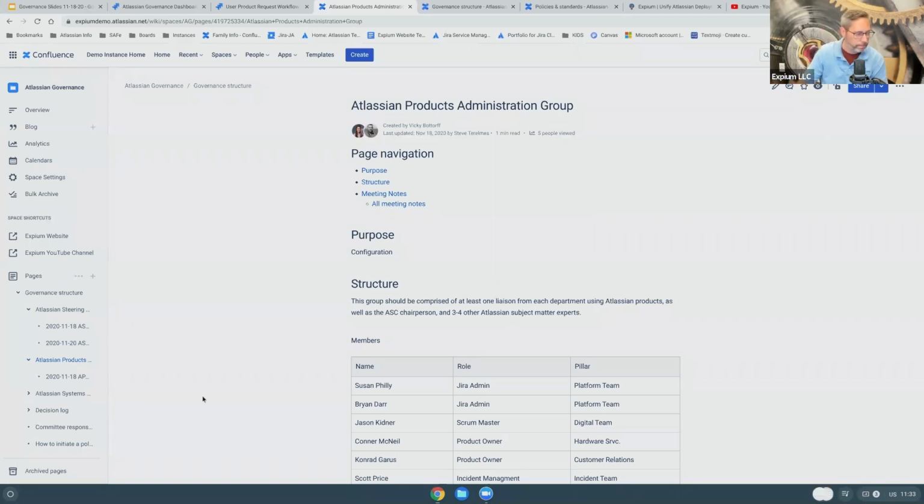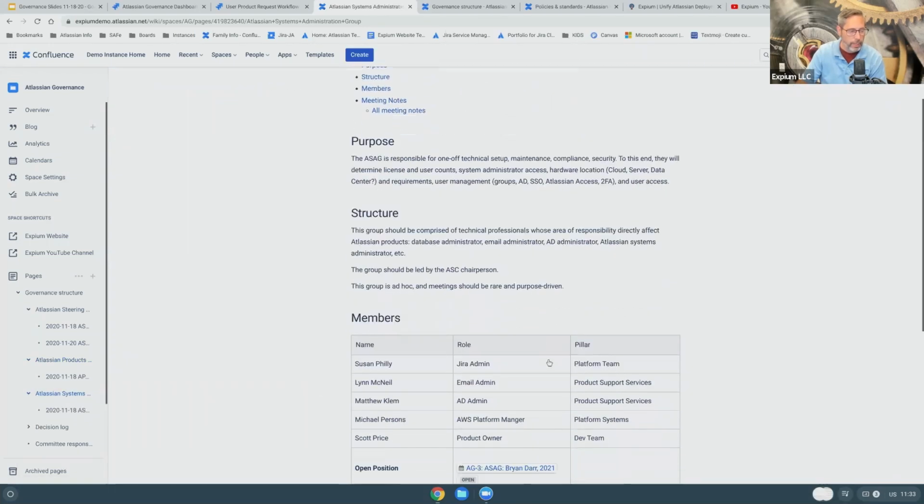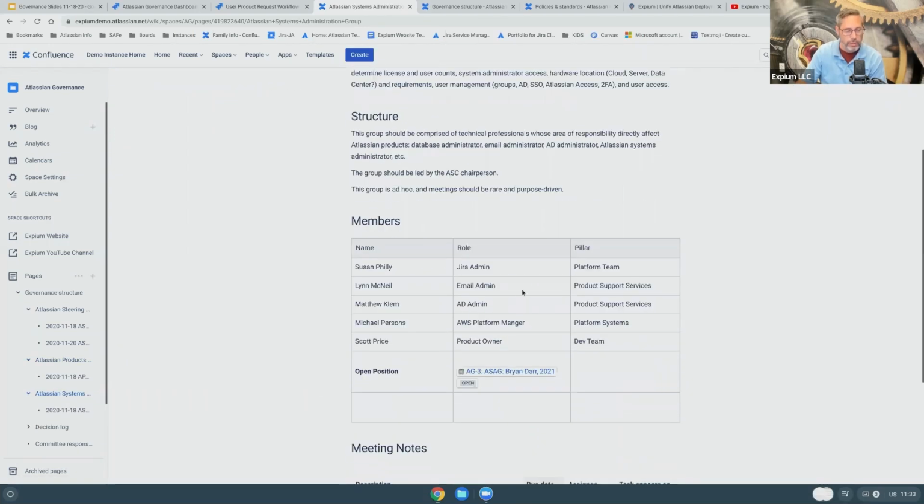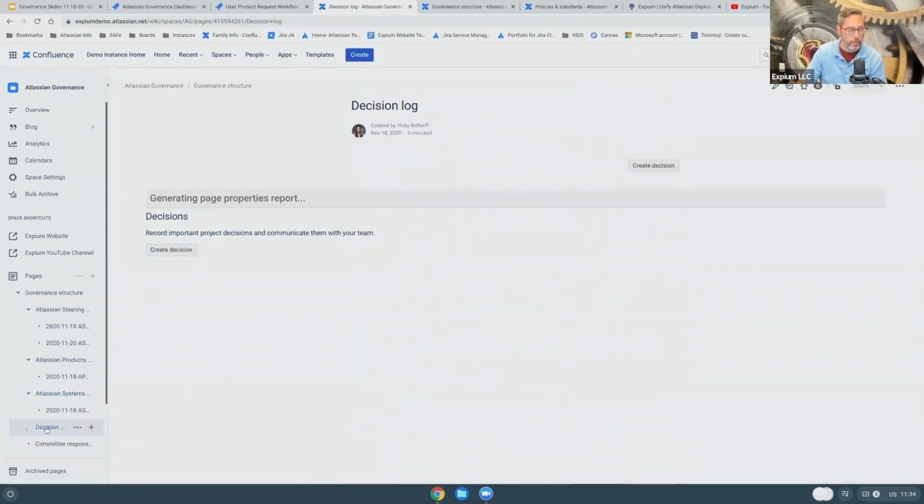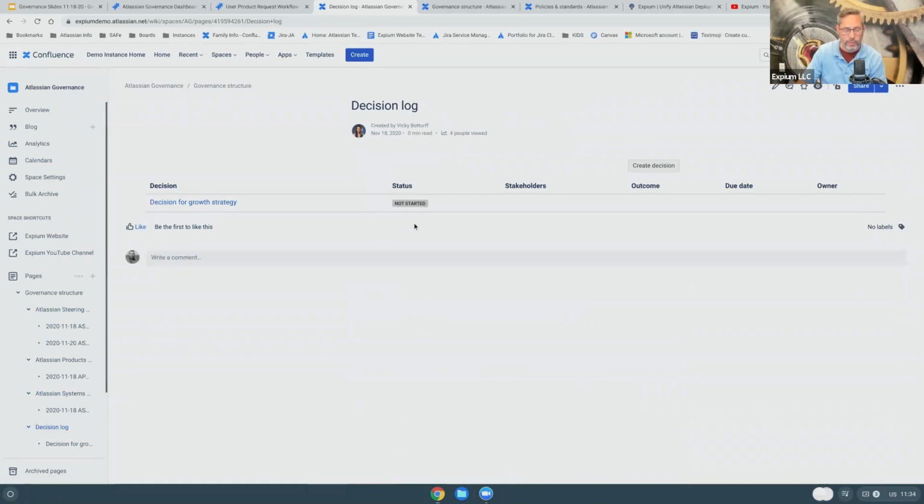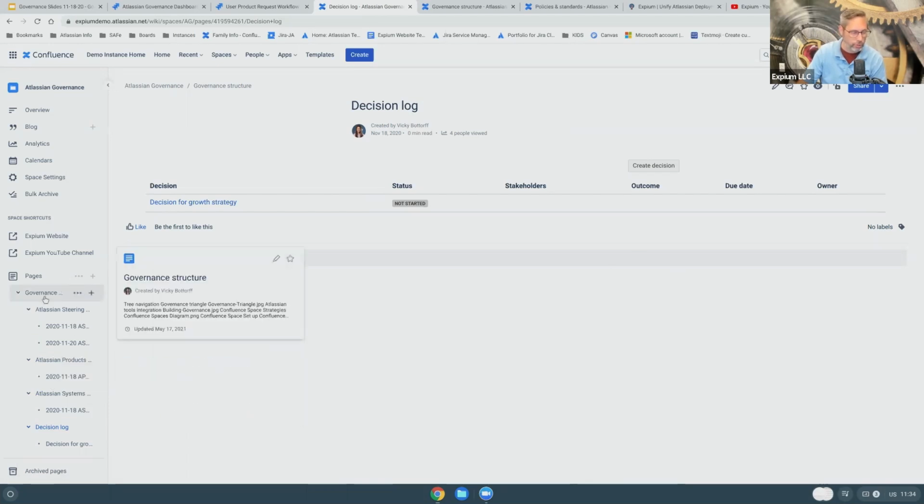We'll talk about that a little bit later on when we get to the actual workflow around those governance requests that come in. Okay, then you're also going to have the Atlassian systems admin group and what their purpose is. Notice that the list of people here may be more diverse as far as what pillar in the company they are working for. Here we have another open position and things like that. You might have also a decision log down here that's going to give you an idea of different things that were decided on or decisions that we're working on. Any kind of open visibility around the governance structure is going to be valuable. Okay, that is your governance structure.